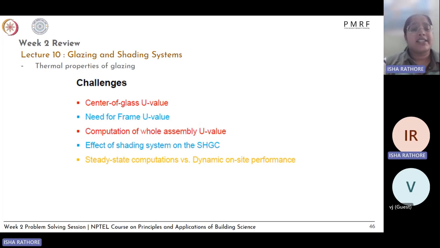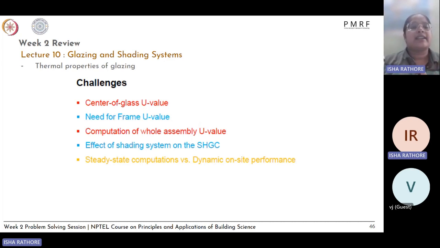And then there are certain challenges to implementing the performance of fenestration in the calculation of thermal performance in buildings. These are basically determining the center of glass U value. Over the years, the glass goes through certain processes and the U value changes. So there is the challenge of determining the U value for your glass, and then how to include the frame U value into the same thing. And then the effect of infiltration and other things, the computation of the whole assembly U value, effect of shading on SHGC, and steady state computations versus dynamic on-site performance.